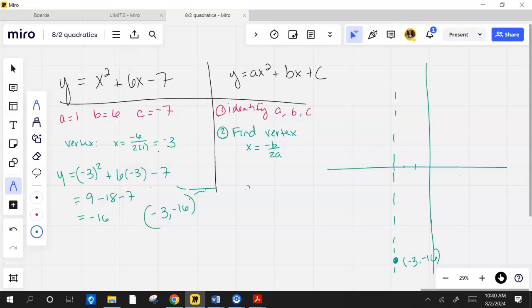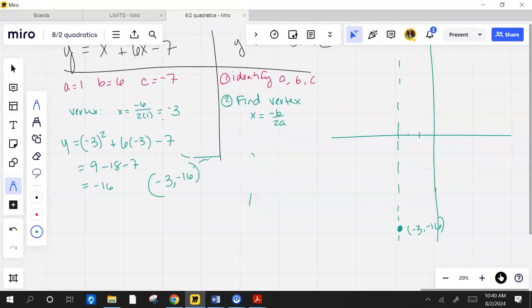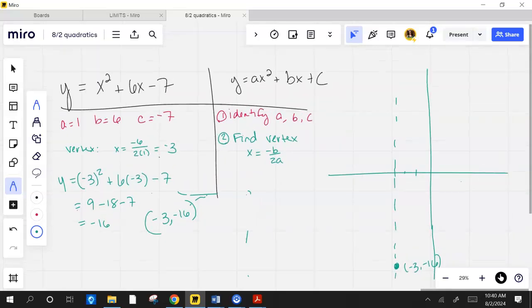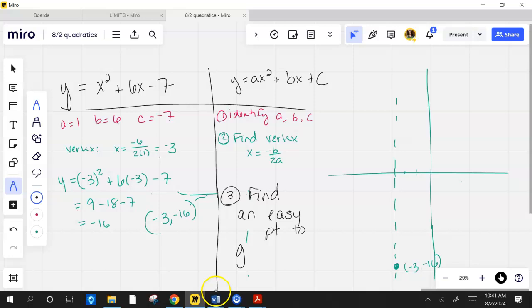Now we need at least 2 more points in order to graph this. And here's where your steps kind of start to get a little bit different. You can do these different ways. So my last, or my third step here is going to be to find an easy point to graph. Now, I say that because I might choose a different point than you choose, okay?